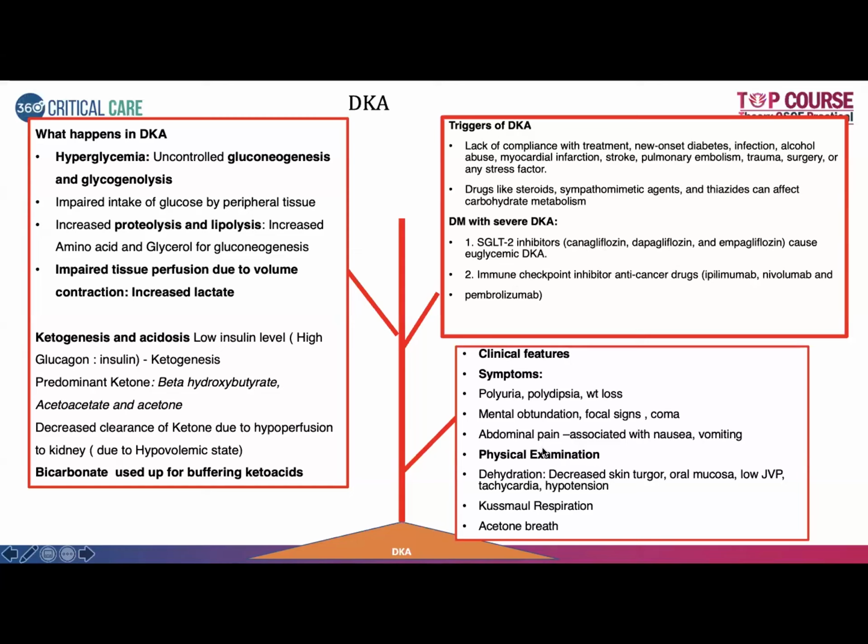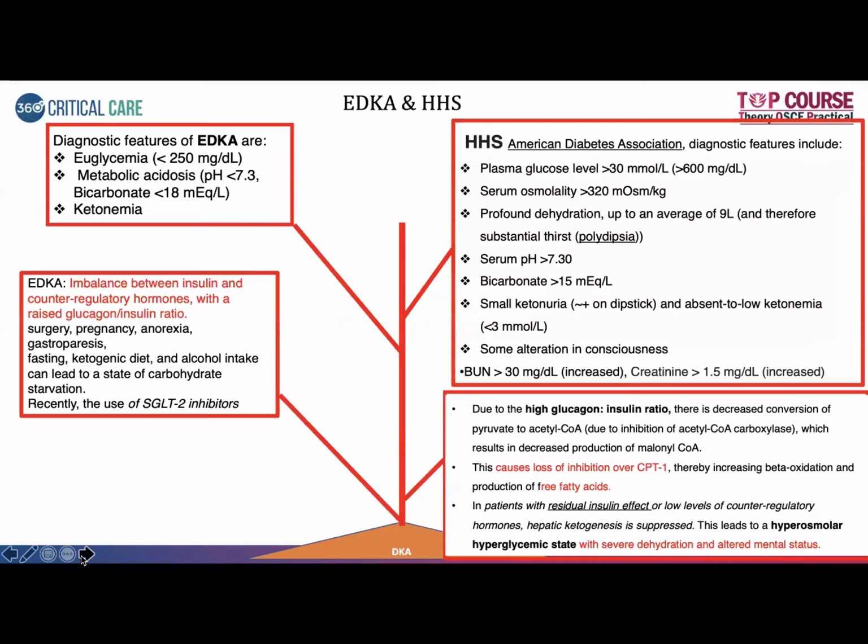Symptoms are usually polyuria, polydipsia, mental obtundation, abdominal pain, dehydration, acetone breath, and Kussmaul breathing. So these are the symptoms.